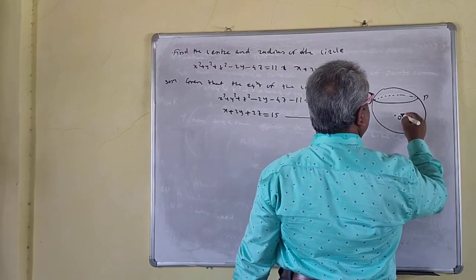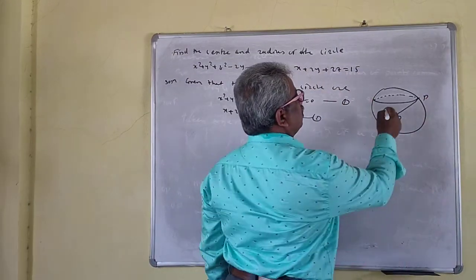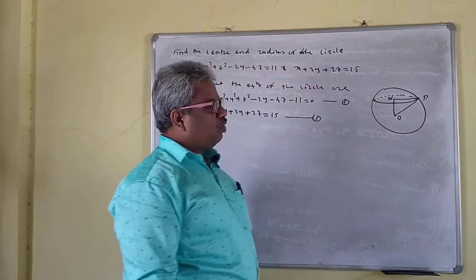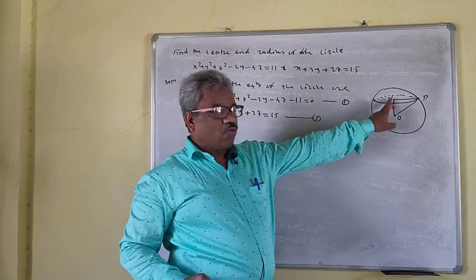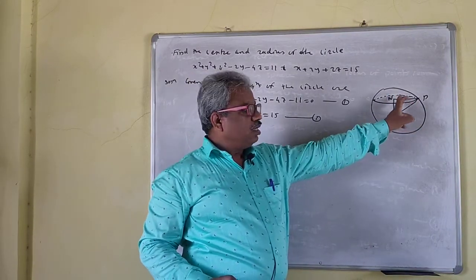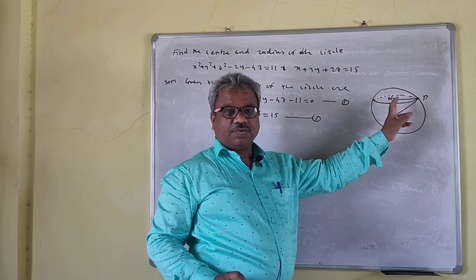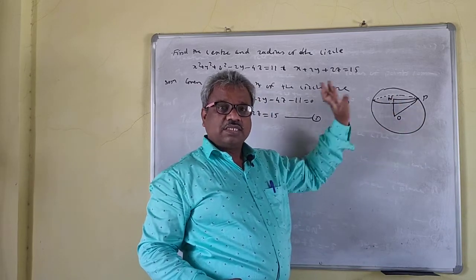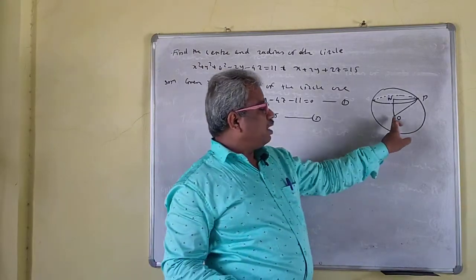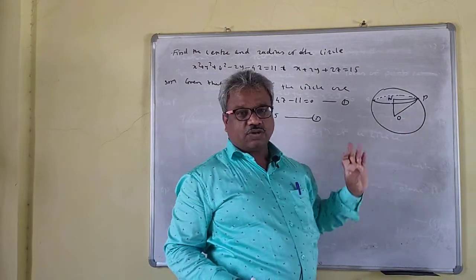Suppose this is P here. So P is what? A point on the circle. This is N. So you want the coordinates of N, and you want NP, the distance between N and P. That is the radius of the circle, and the coordinates of N are the center of the circle. That we want. Okay. So at least we can find the center and the radius of the sphere.